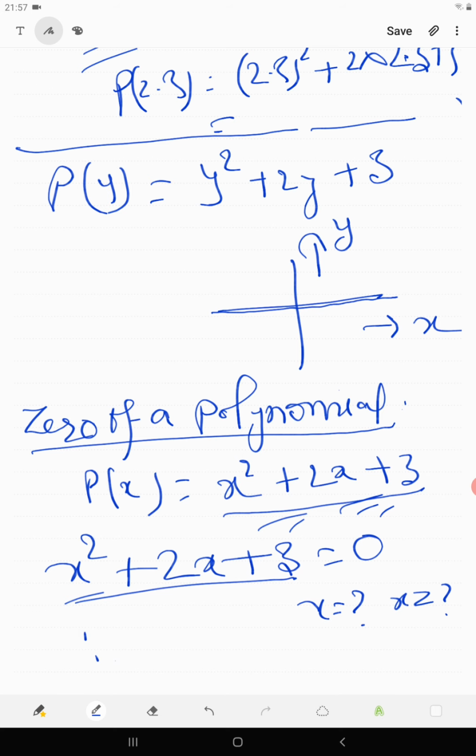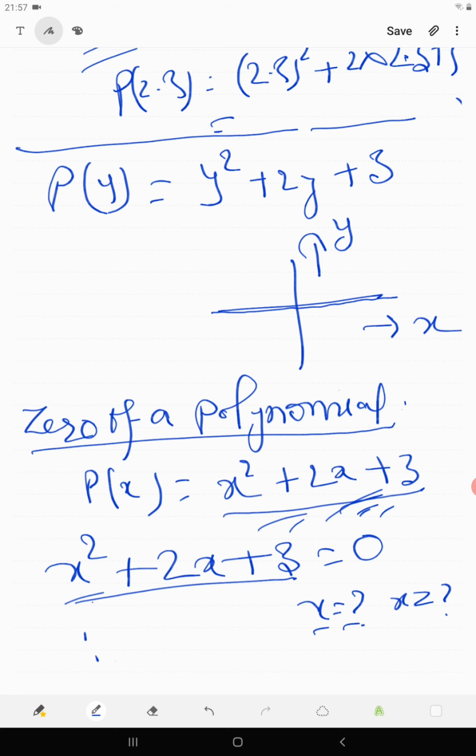I am not doing currently what is the value. We will see how to solve it. But understand, if we have any polynomial, it doesn't matter whether it's quadratic or cubic or linear, at what value of x does the right hand side become 0? That is the zero of the polynomial.